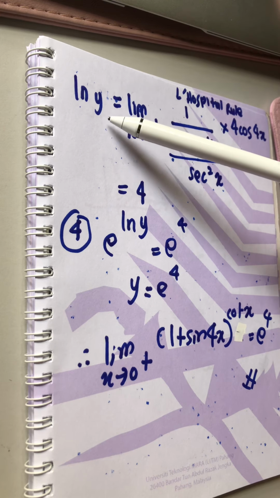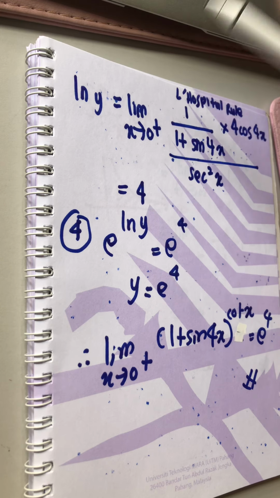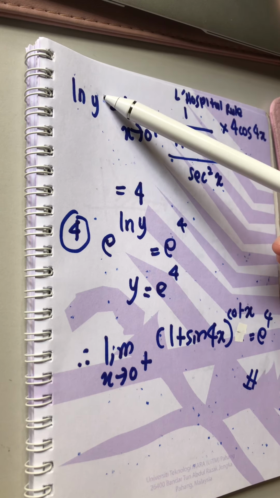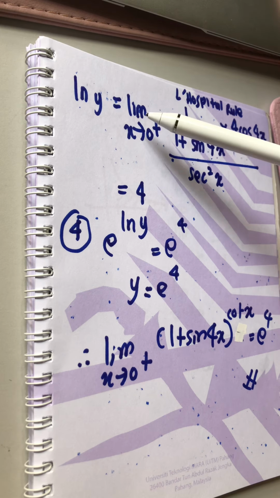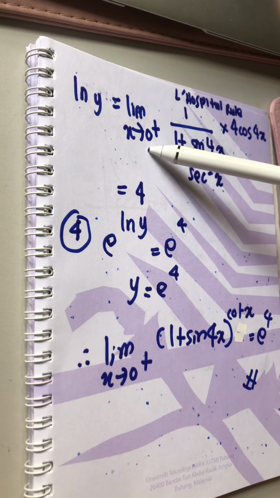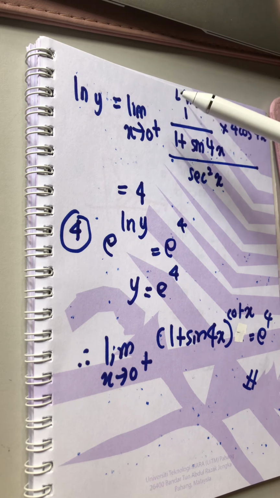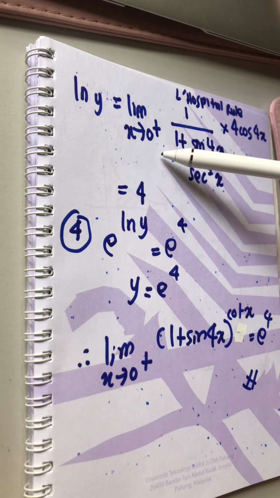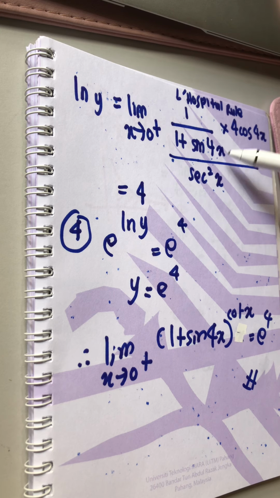Okay, so the limit as x approaches 0 positive of ln y is equal to ln y, because ln y is a constant. For example, when you have the limit as x approaches 0 positive of 2, 2 is a constant, so the answer is 2. So it equals ln y. Alright, so the limit as x approaches 0 positive of 1 over (1 plus sine 4x) multiplied by 4 cos 4x divided by secant squared x. Previously you have ln of something, so if you substitute 0 into the function, you get 0 over 0. So when you get 0 over 0, you need to use L'Hopital's rule.